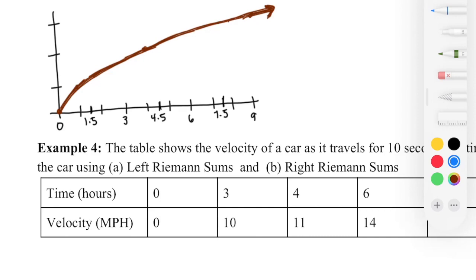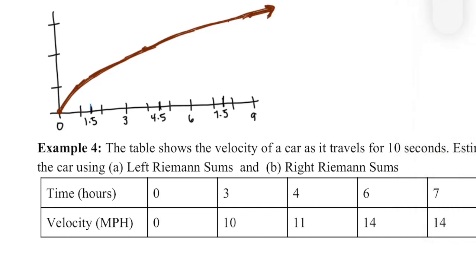So I'm still having length of 3, so the base of the rectangles will all be 3, but now I'm using these midpoints to help me find where my point is going to be. So at 1.5, here is my height. I'm going to bring this all the way over to 3. And then at 4.5, here is my height. Bring it back to 3 and over to 6. And then at 7.5, here's my height. And I go back to 6 and over to 9.